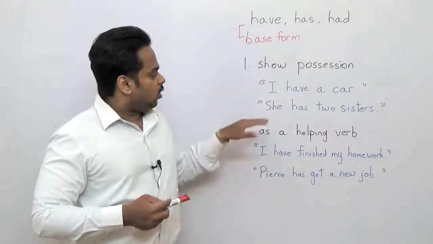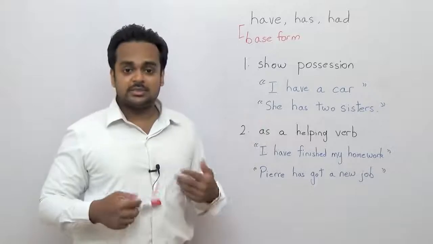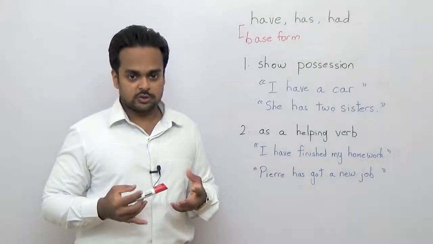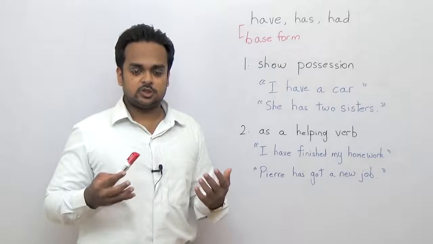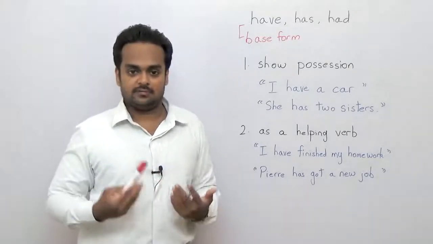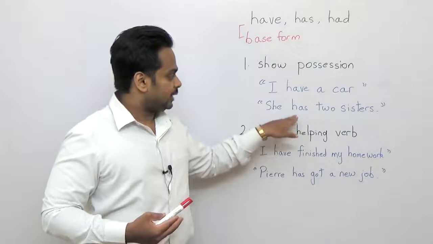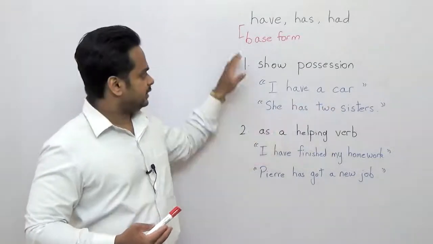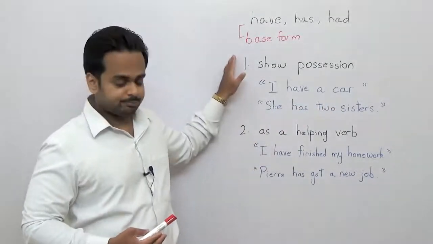Okay? Or you can say, she has two sisters. That, of course, does not mean that she owns her sisters. It just means that she is related to these two people in her family. They're her sisters. So here, it shows the relationship between them. Okay? So in that way, it shows possession.